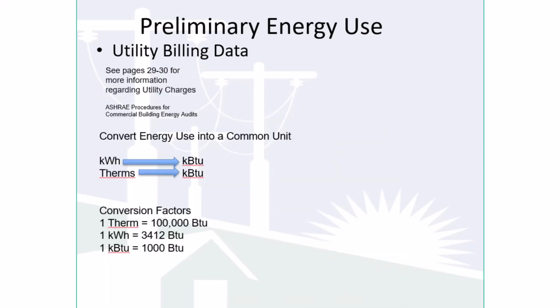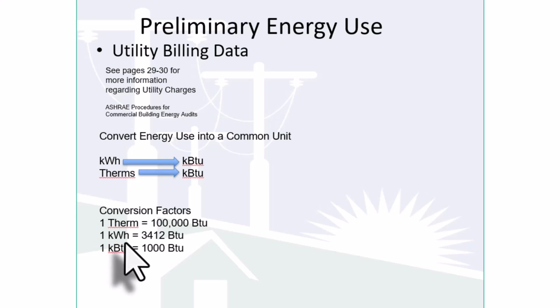Once you have your utility data compiled into a useful form, you're going to have to do some math. We need to convert the energy use for electricity and for natural gas and for other utilities too, if they exist, into a common unit. And in this industry, that common unit is something called the kBTU. And shown here are the conversion factors that are generally used in the industry. A therm in natural gas is the same as 100,000 BTUs.